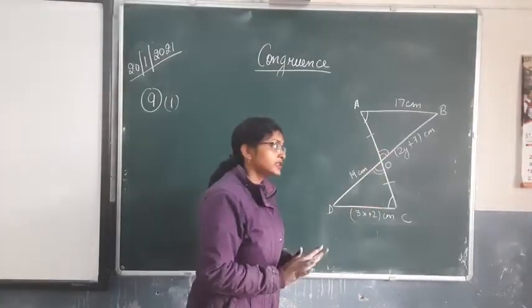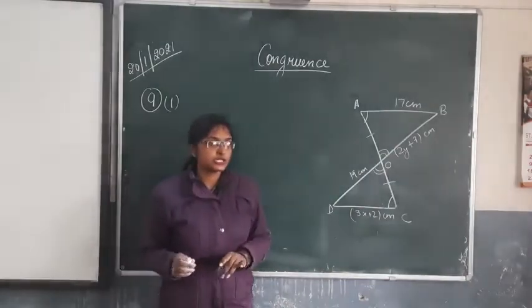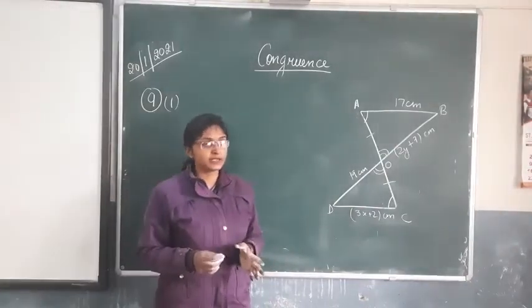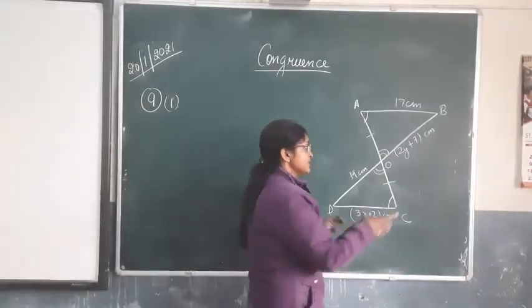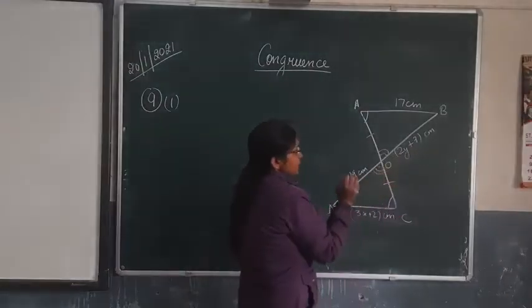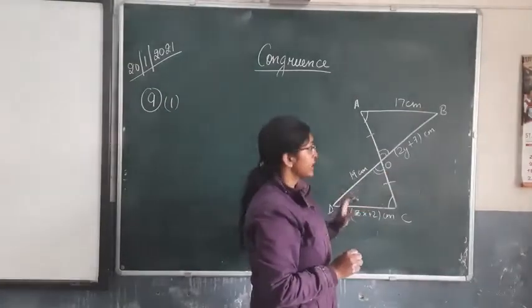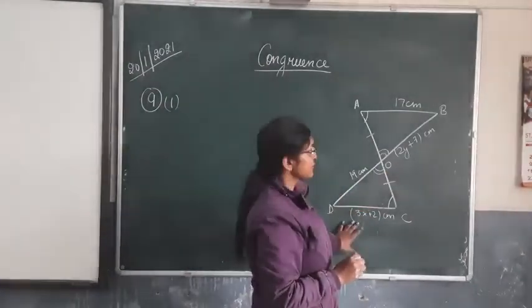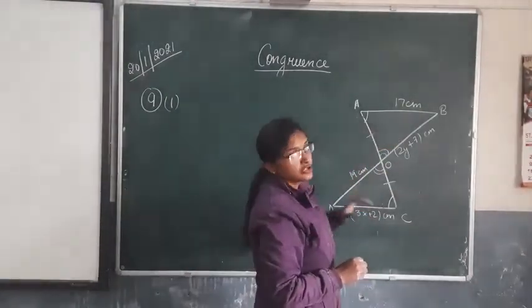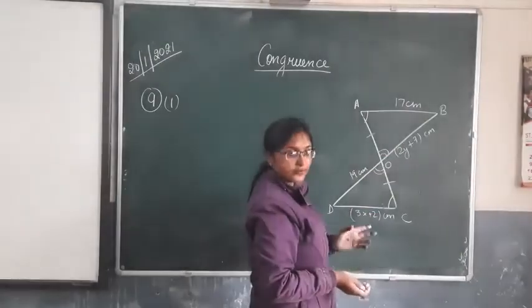Okay. And once the two triangles are congruent to each other, then their corresponding parts and sides are also equal. So that means 2y plus 7 will be equal to 19 centimeter. From there we will find the value of y, and 3x plus 2 is equal to 17 centimeter. So from there we will find out the value of x.